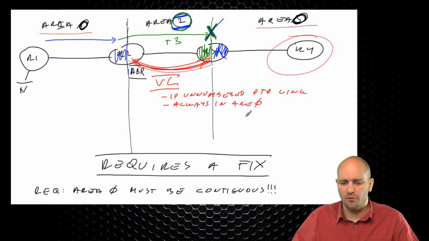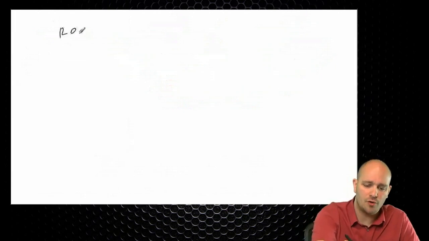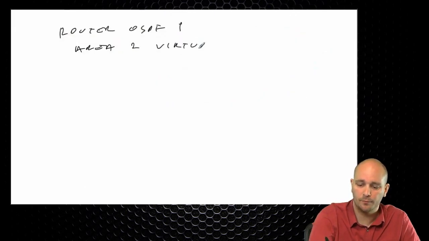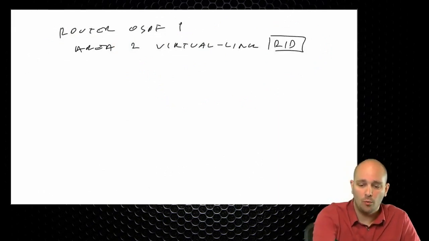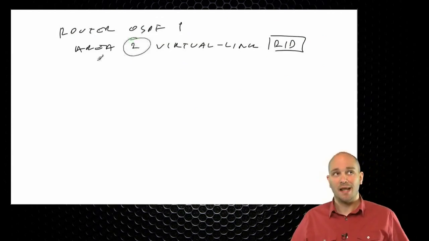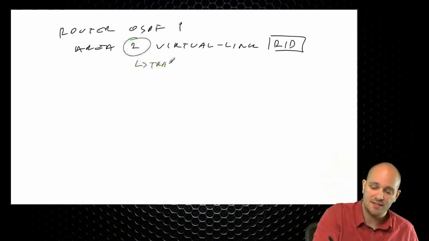Now, this might sound confusing because the actual syntax for configuring a virtual link is router OSPF, let's say 1, and then you say area, in our case this was area 2, virtual link. And then you specify the router ID of the destination. So what am I saying, that a virtual link is always in area 0 when this one is in area 2? Well, area 2 in this case is something that we call the transit area.